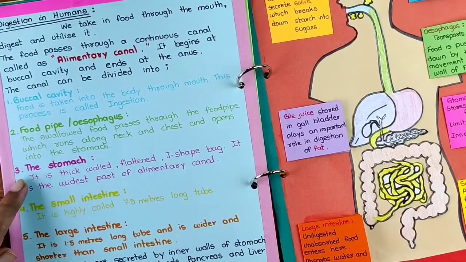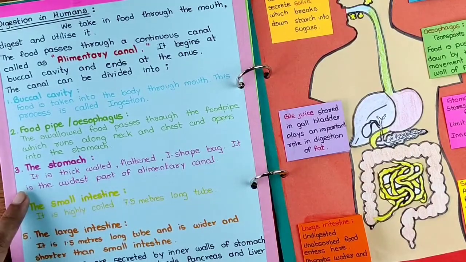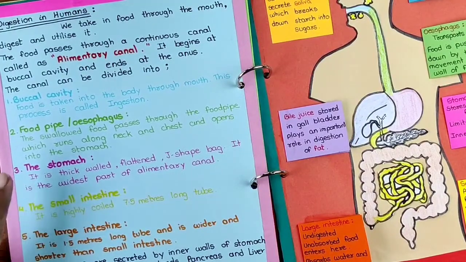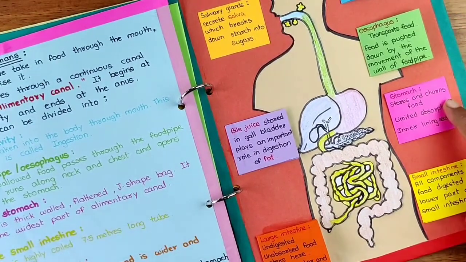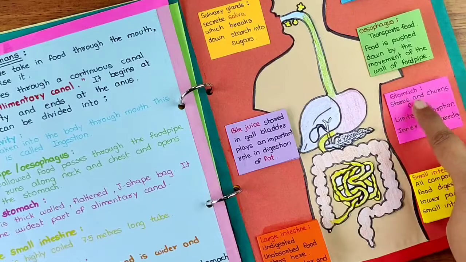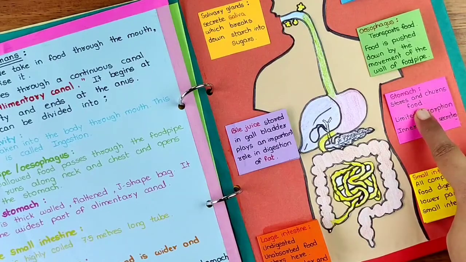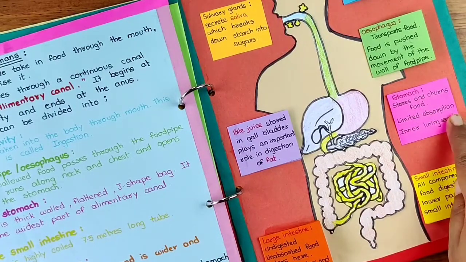Number 3 is the stomach. It is a thick-walled, flattened, J-shaped bag. It is the widest part of the alimentary canal. I have used the pink color over here, and the same pink color paper I have used on the diagram. So the stomach stores and churns food, limited absorption takes place here.